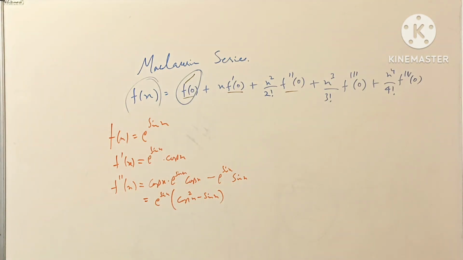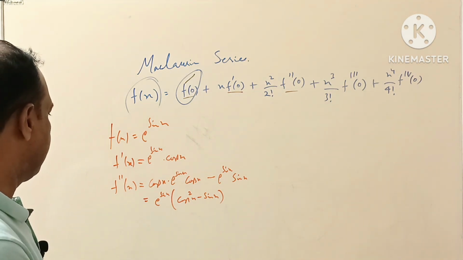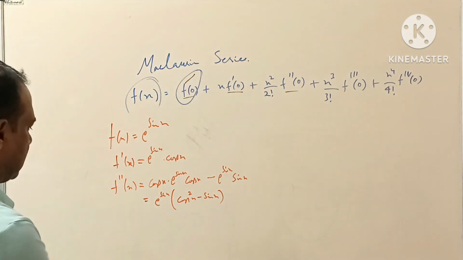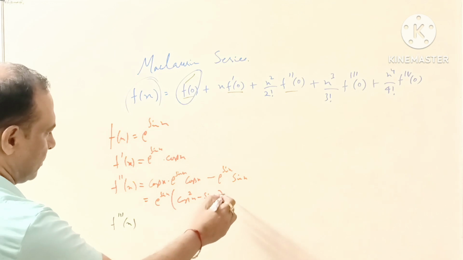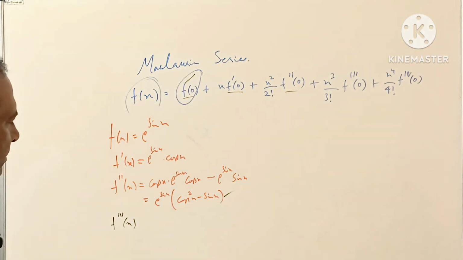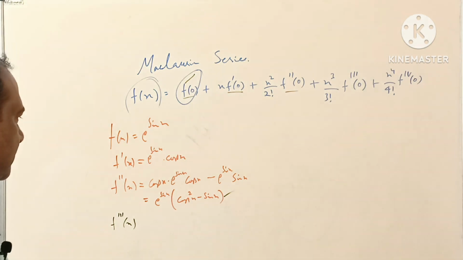Okay. Now we are having f double dash x. Now we have to go for f triple dash x. Okay. Let's move on to the f triple dash x. For f triple dash x, I have to go with this part. Now here there are again two functions. First is the e power sin x, and the second part is in the bracket.